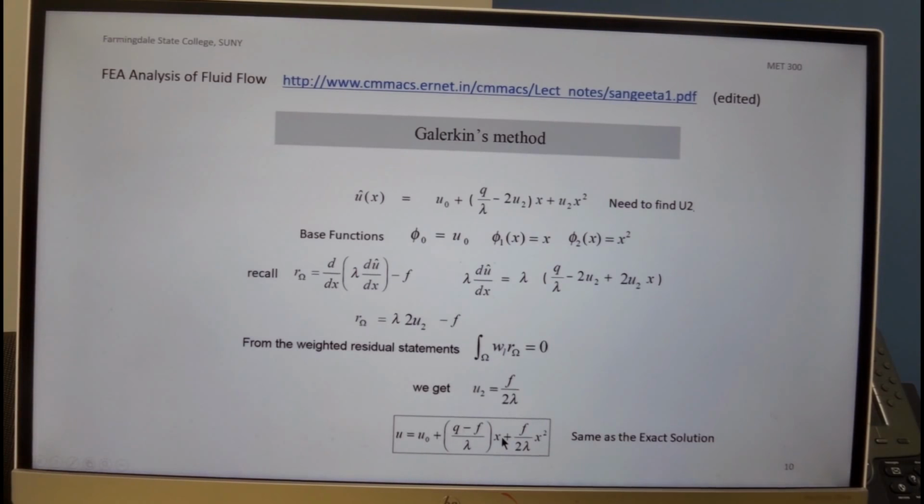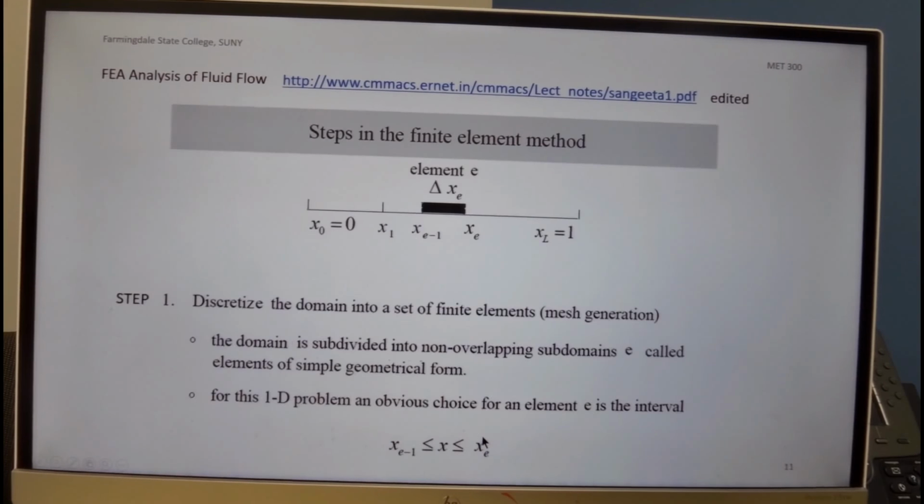Now, the reason why it is exactly the same is because our assumed solution was a polynomial, and we already found out that the exact solution was made of the same polynomial. In a more general way, we discretize the domain in the process of finding a solution as our step one with finite elements. They have definitive size, and they have nodes at definitive locations.